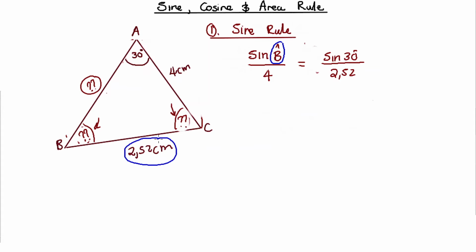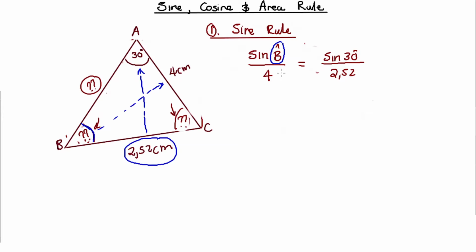This is given, and the angle opposite to this side is also given. So I need to take this ratio. Now, B is what I want to calculate, and the opposite side is known. So by taking these two ratios, I now have only one unknown, which is the angle B.